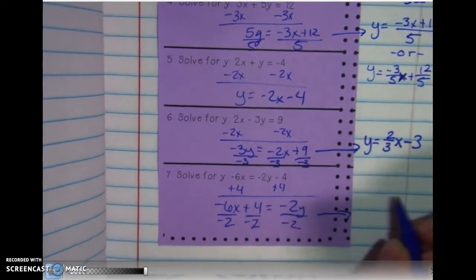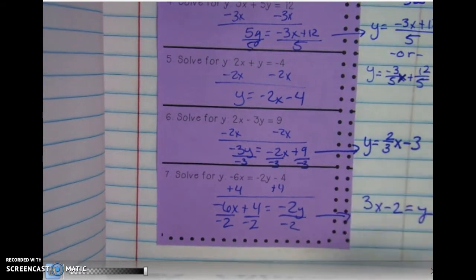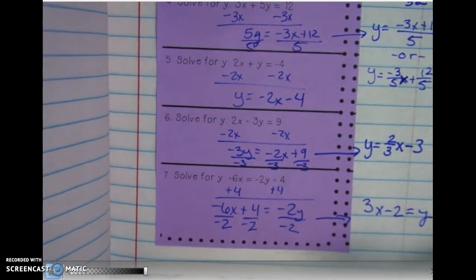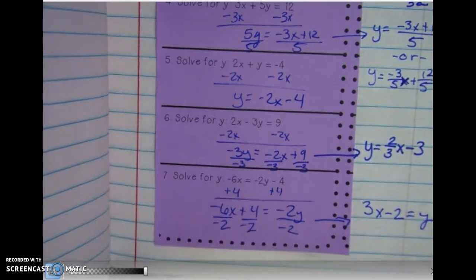So I'm going to get 3x minus 2 equals y. Or we can write it around. There's a lot of ways to do this. All right, we're going to try some more challenging ones.